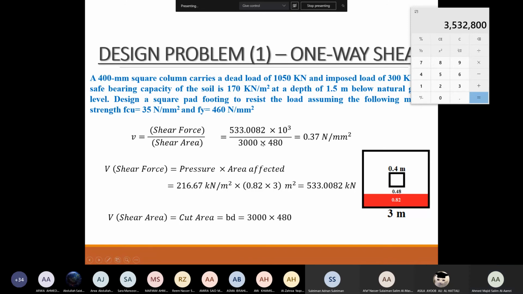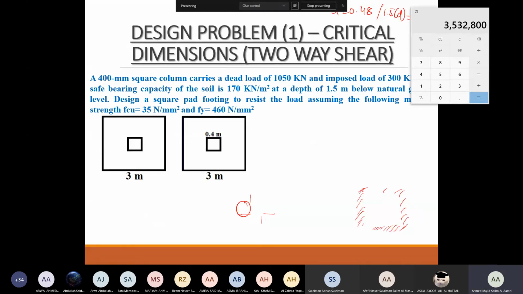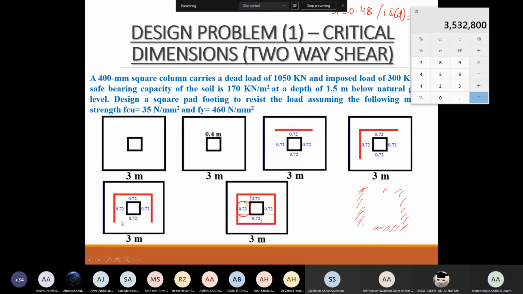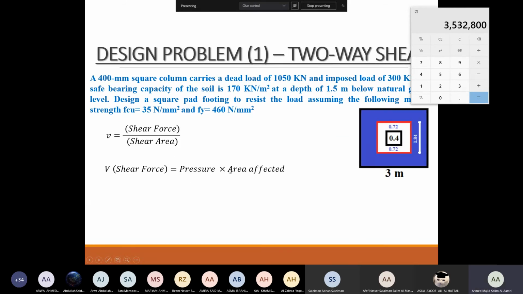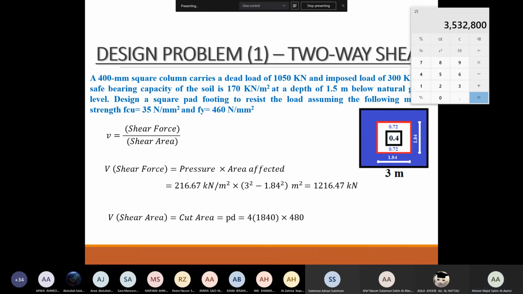So 480, and we are going to get the shear area here. Shear area is the same as cut area. The area that you are going to cut is the same as your shear area. So 3000 into 480, we have got 0.37. And for two-way, once again, shear force is pressure multiplied by area factor. So 216.67 multiplied by 3 square minus 1.84 square, and we get 1,200 kilonewton. Then the cut area or shear area is the perimeter multiplied by D, where you will get your shear stress for two-way to be 0.344.